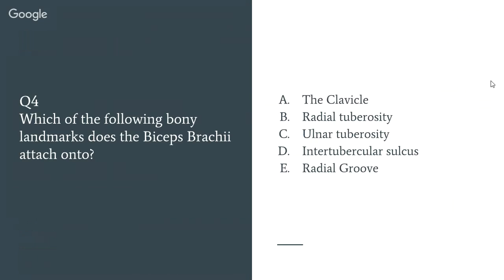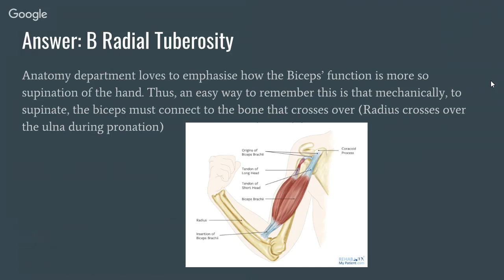Moving on, question 4. Which of the following bony landmarks does the biceps brachii attach onto? A bit more straightforward. I hear some people saying the answer. Does anyone want to commit? Sorry? B? So B is radial tuberosity. Good job.